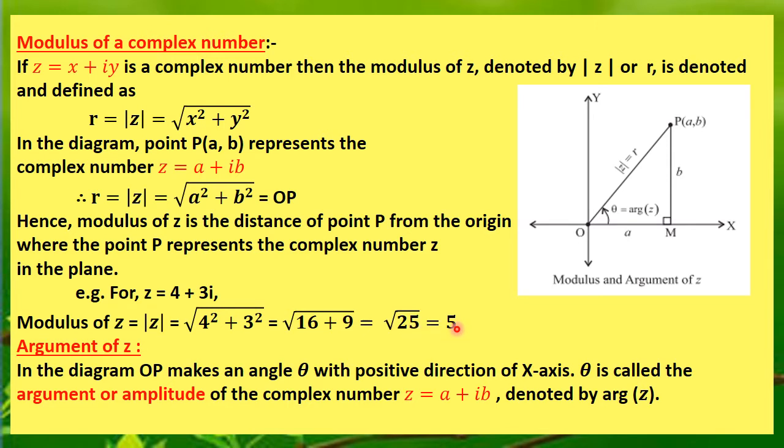Now what is argument? Argument of z is, in the diagram, OP makes an angle theta with the positive direction of the x-axis. Theta is called the argument or amplitude of the complex number z is equal to a plus ib, which is denoted by arg of z, argument of z or amplitude of z. You can look at this theta in the diagram. Positive direction means anti-clockwise direction.